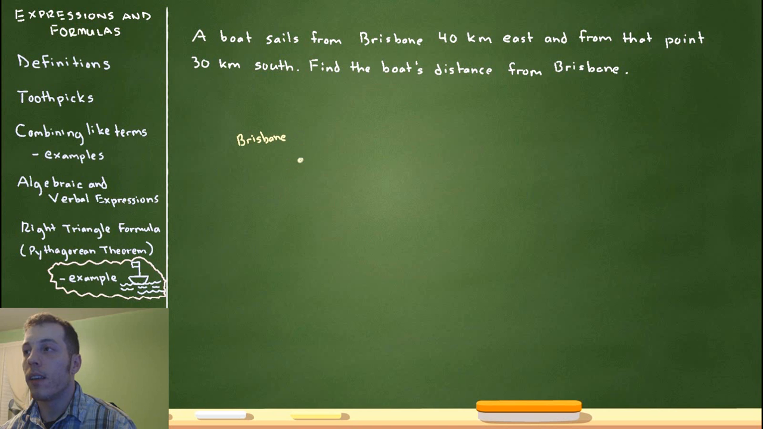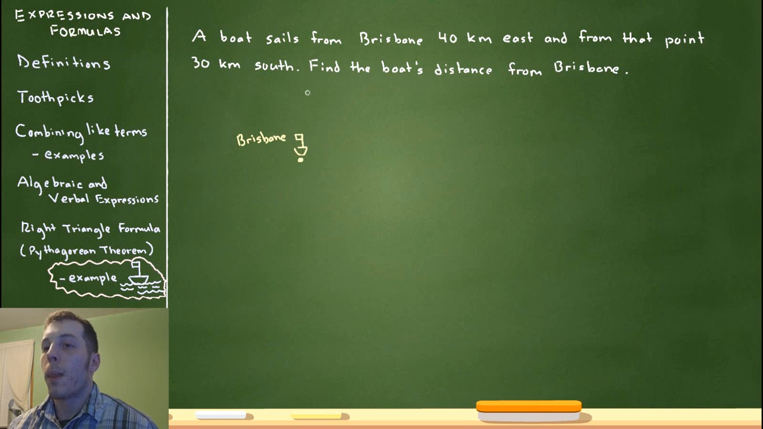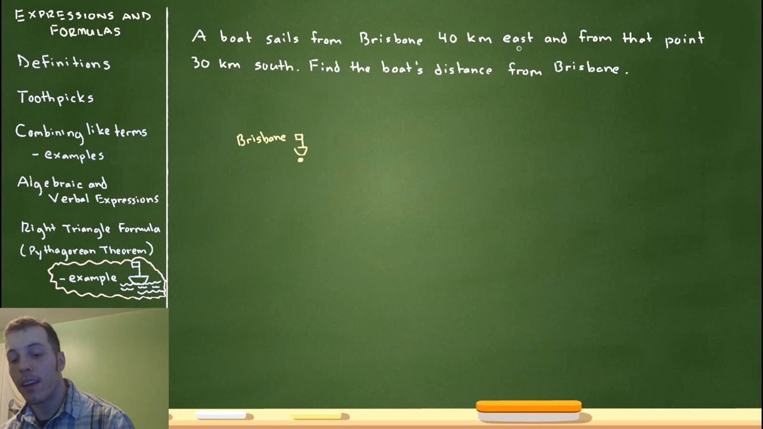And this is where the boat begins, right? So we have our little boat here. You could draw a boat and a flag if you'd like. It's a pirate ship. So from Brisbane, it's going to sail 40 kilometers east.